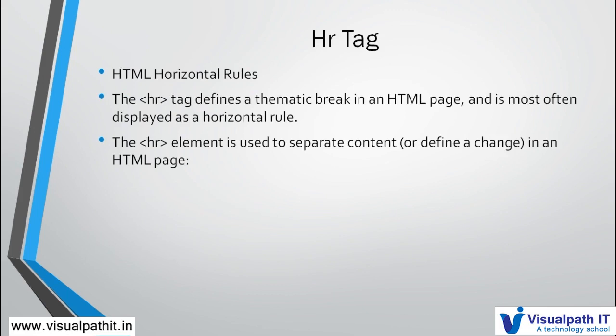Moving next, we see some more tags, like the HR tag, the HTML horizontal rule. The HR tag defines a thematic break in an HTML page and is most often displayed as a horizontal rule. To use that, you just write hr in angle brackets. The HR element is used to separate content or define a change in an HTML page.